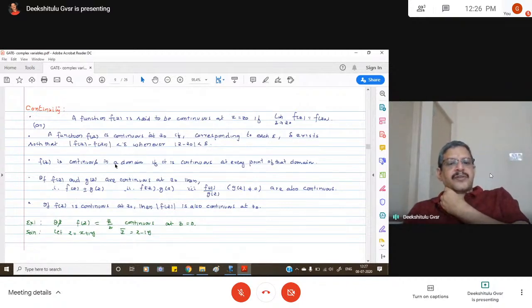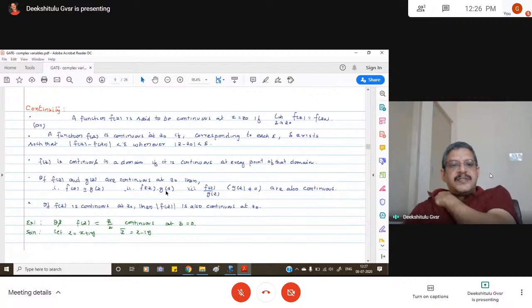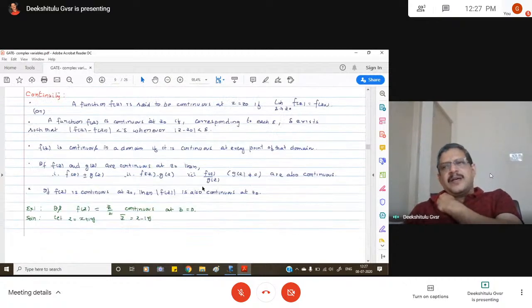f(z) is continuous in a domain if it is continuous at every point of that domain. And if f(z) and g(z) are continuous functions, then f plus or minus g, and f into g, f by g, where g(z) is not equal to 0, are also continuous. And if f(z) is continuous, so is the modulus of f(z). So there are some basic properties on limits and continuity. They are very much similar to one variable calculus. I am just going through the concepts briskly.